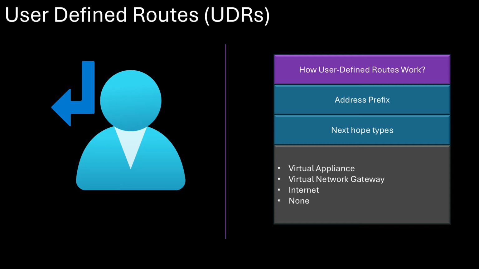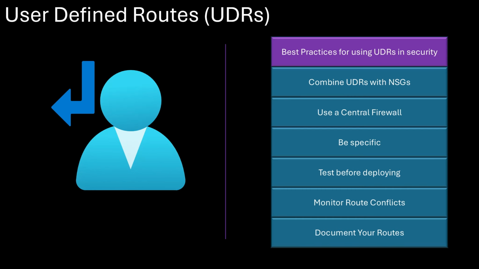Azure processes routes in order, starting with the most specific match. If no custom route applies, the default system route kicks in. Let's discuss some of the best practices for using route tables and UDRs in security. You can combine UDRs with network security groups. While UDRs control where traffic flows, NSGs control what traffic is allowed. Use both for layered security.